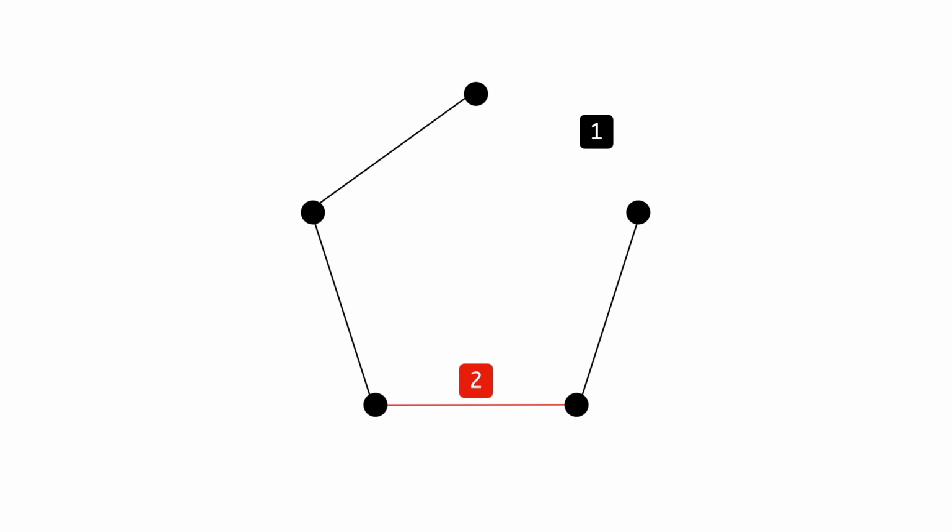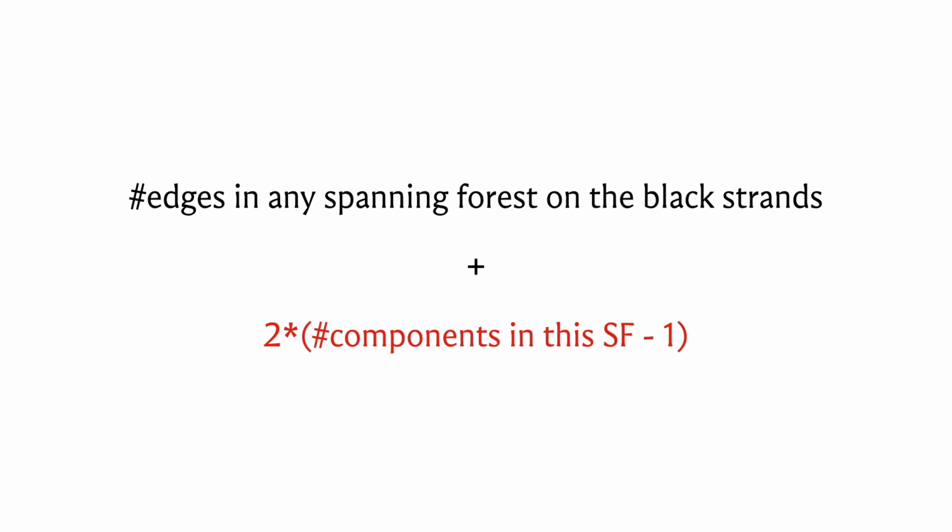All right, so the final answer that you want to output is simply the following. So it's the number of edges in any spanning forest on the black strands. This is something that you could calculate or just keep track of as you simulate Kruskal's algorithm on the black subgraph. And to this, you want to add the expression 2 times (the number of components in this spanning forest minus 1), which is to say the number of red edges is going to be the number of components minus 1, but each of them has a cost of 2 units, so you have a multiplier of 2. So this is the expression that you want to return.